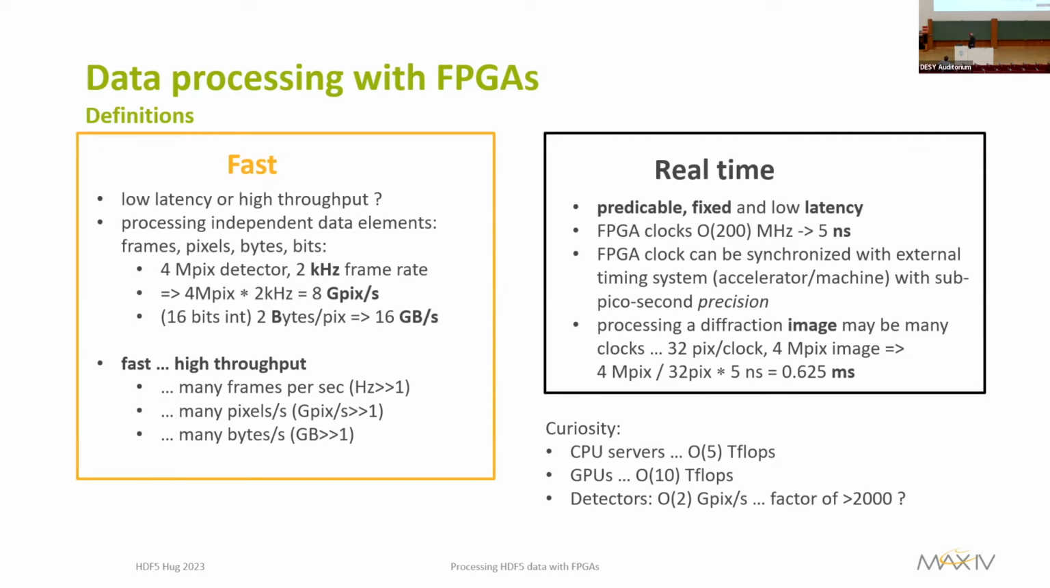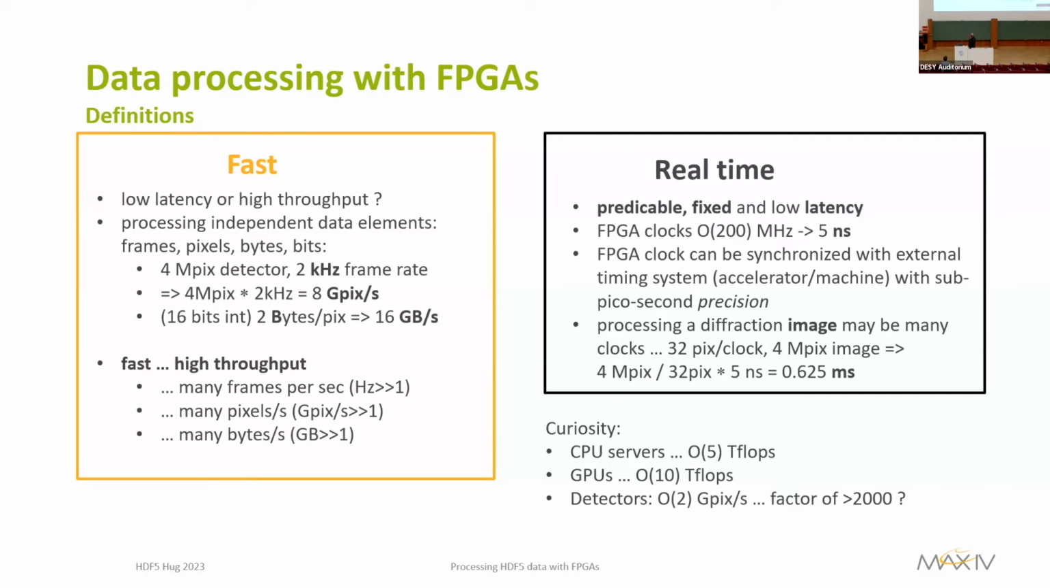But the previous speaker was showing examples of, for example, a 4-megapixel detector, running at 1 kilohertz or 2 kilohertz frame rate, which detectors nowadays definitely can do. So they produce about 8 gigapixels per second, and this is the amount of pixels that needs to be processed. If a pixel has 2 bytes, these are then 16 gigabytes.